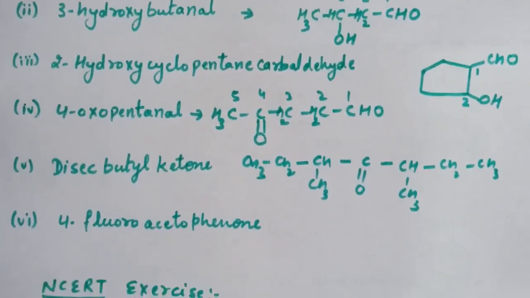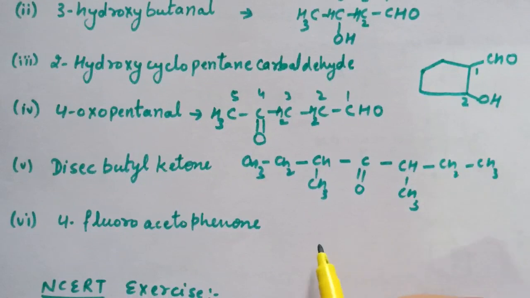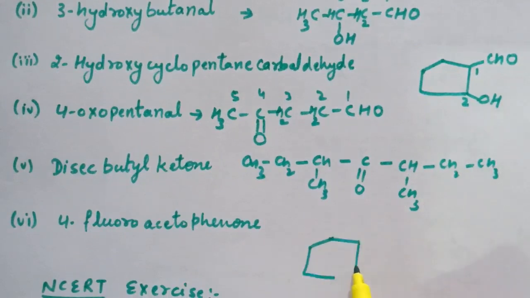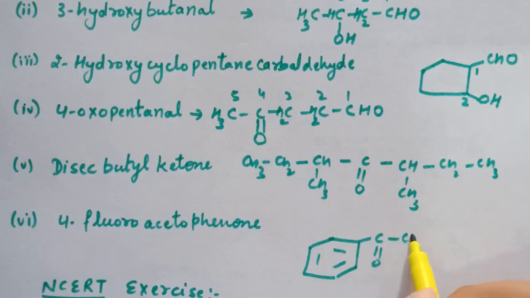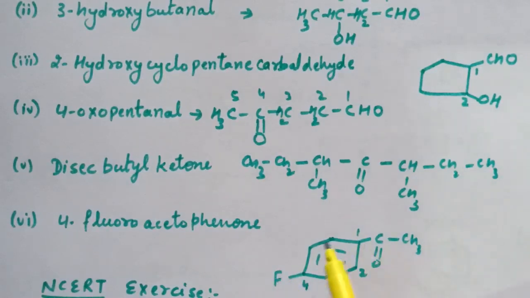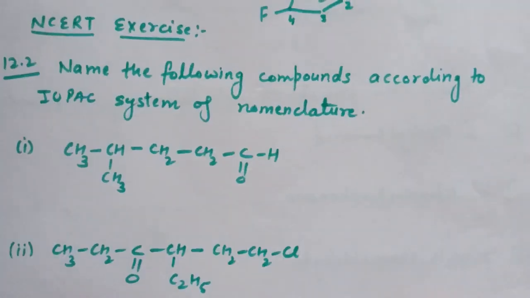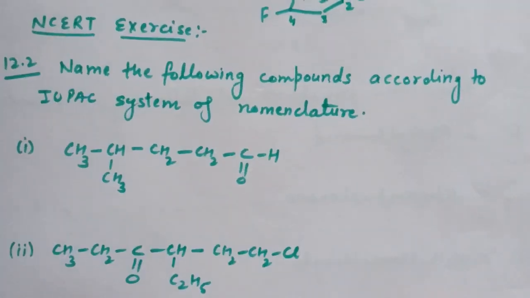Now sixth part is 4-fluoroacetophenone. This is the structure for acetophenone, a benzene ring attached with COCH3. Now this carbon is number 1, 2, 3 and 4. At fourth position fluorine is there, so this is F. So this is the structure of 4-fluoroacetophenone. Next is NCERT exercise question number 12.2. Name the following compounds according to IUPAC system of nomenclature.